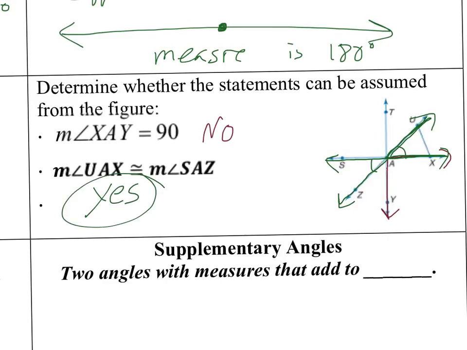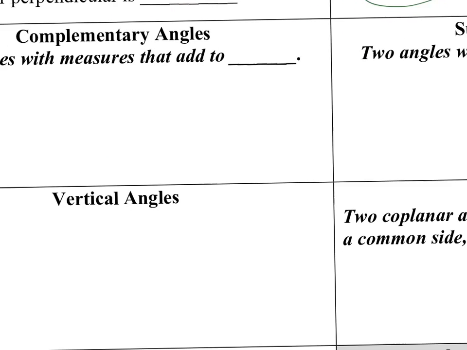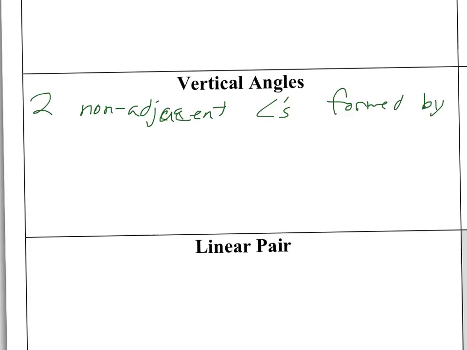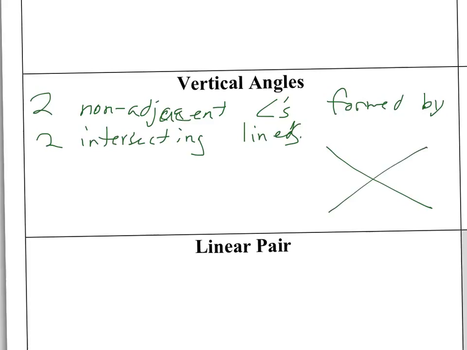and before I explain to you why we can say yes, we're going to talk about the definition of vertical angles. Vertical angles are two non-adjacent angles formed by two intersecting lines. Example of that: non-adjacent, that means that these two angles are equal to each other.